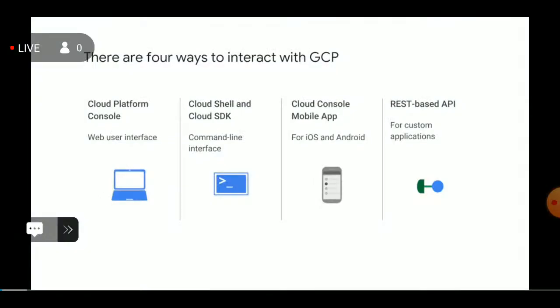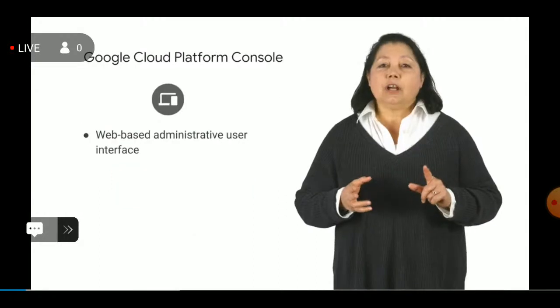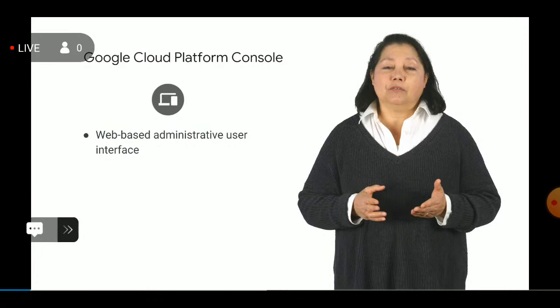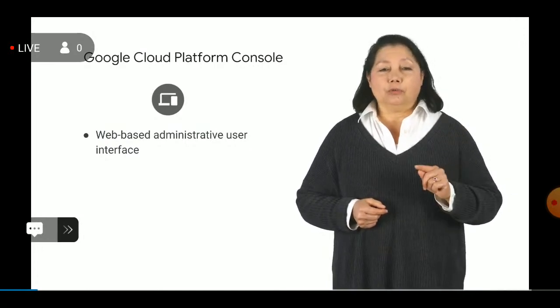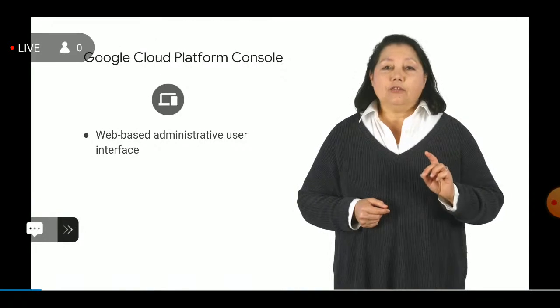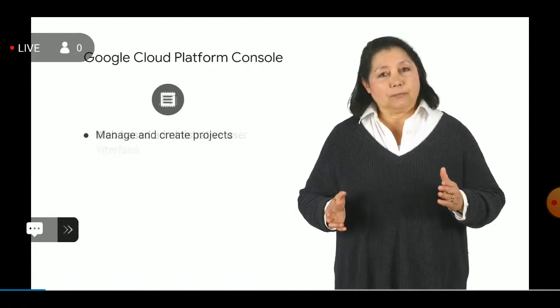There are 4 ways you can interact with Google Cloud Platform, and we'll talk about each in turn. The console, the SDK and Cloud Shell, the mobile app, and the APIs. The GCP console is a web-based administrative interface. If you build an application in GCP, you'll use it, although the end users of your application won't.